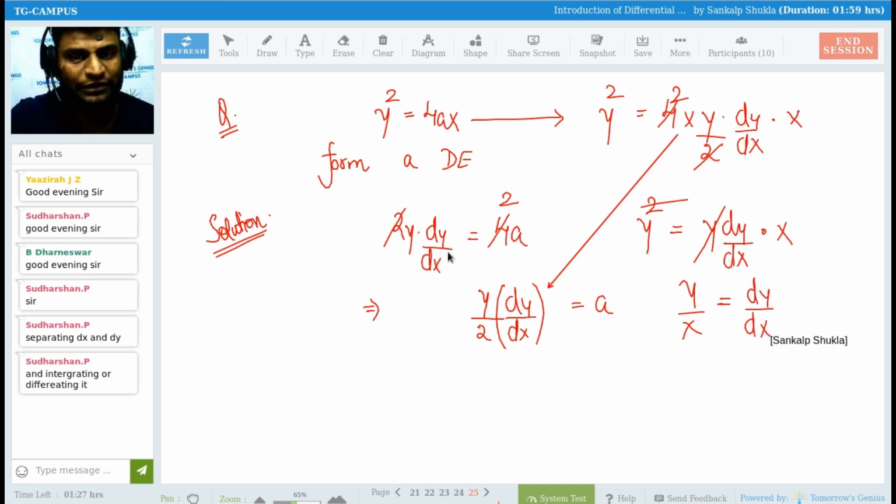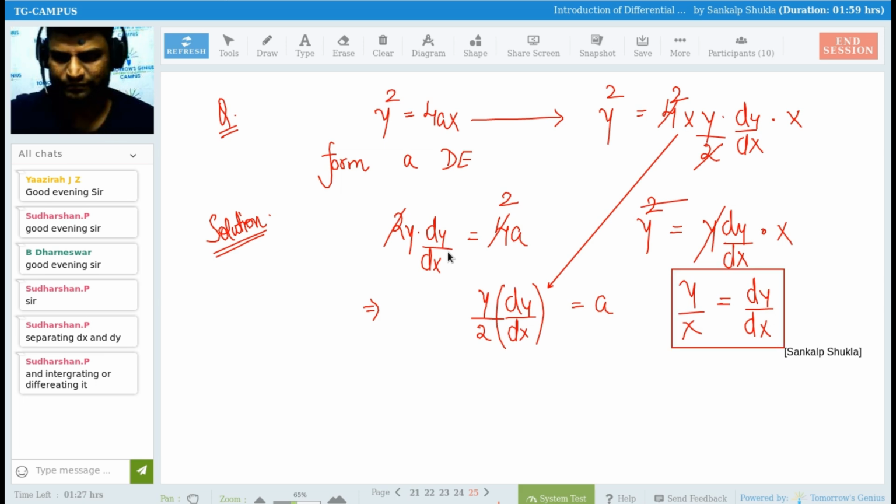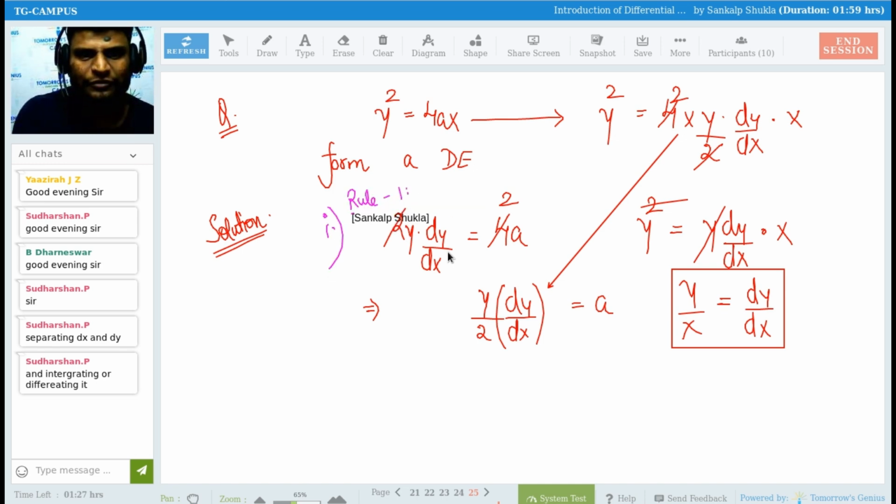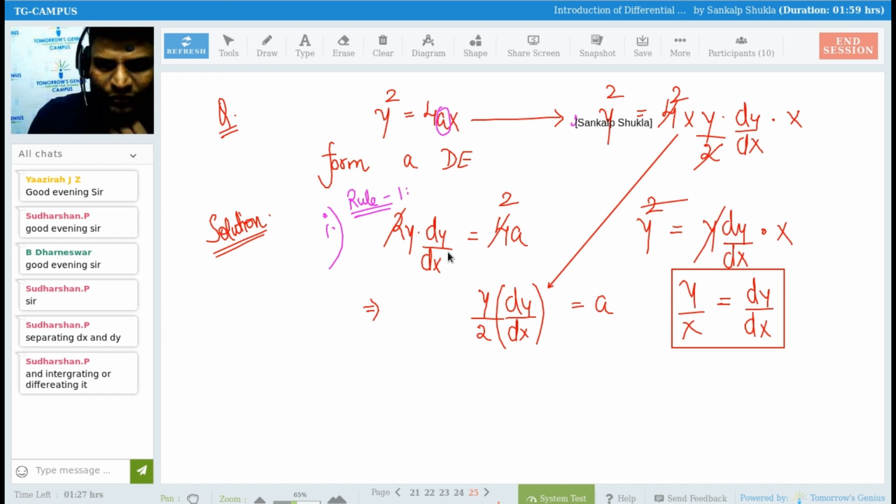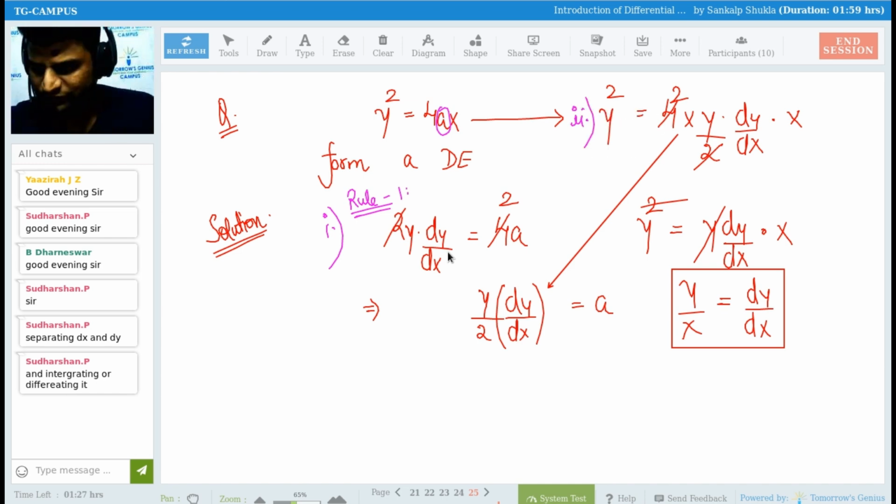This is the differential equation. Got it? So where is rule 1 and where is rule 2? This first step is from rule 1. So how many times have we differentiated it? Only one time. Why? Because there was only one constant. And this is your rule 2: we have to replace the value of the arbitrary constant from the first equation. Is this clear? Now we can start solving questions.